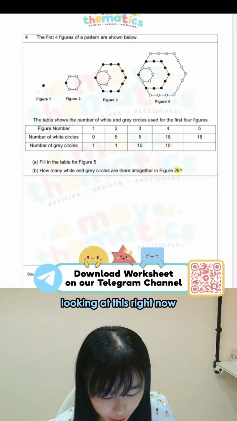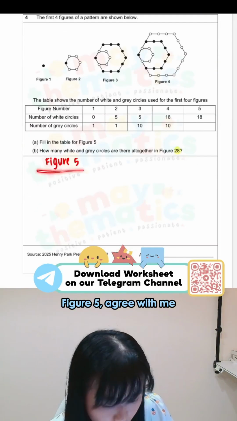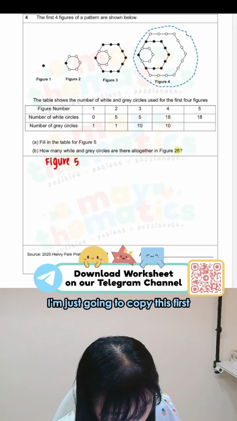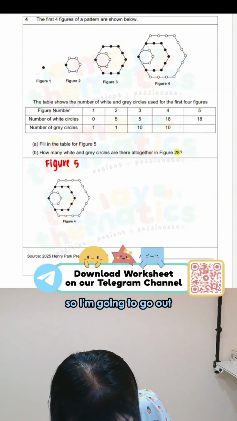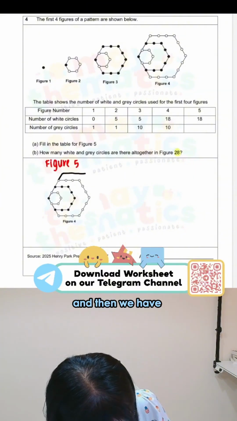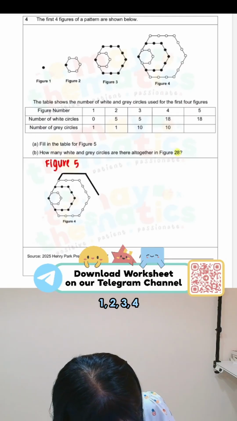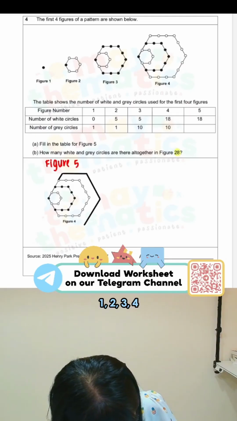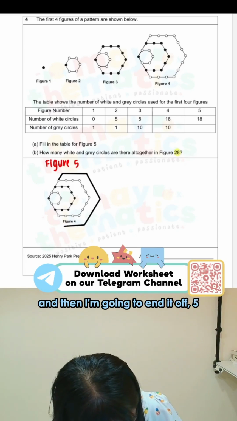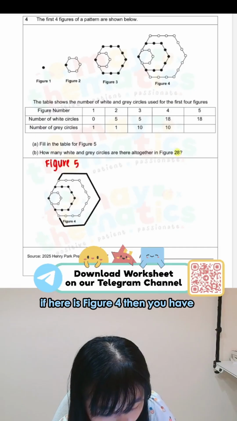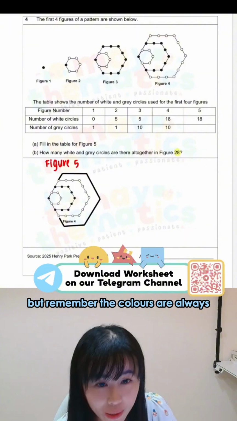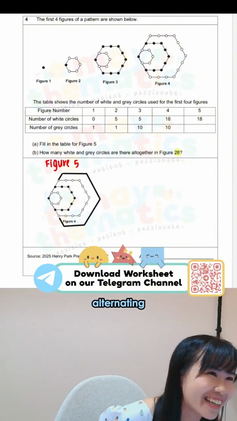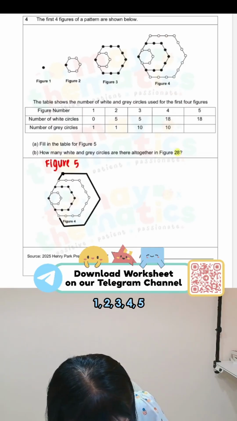So, looking at this right now, let's try to draw figure 5. Figure 5, agree with me, builds up from figure 4. I'm just going to copy this first, and I'm going to just add on from here. You're going to add one more layer. So I'm going to go out, and then we have 1, 2, 3, 4, and then I'm going to end it off with 5. I told you, if here is figure 4, then you have 4 circles here, correct? So figure 5, I will have 5 circles. But remember, the colors are always alternating. So you have the grey one, now we do 1, 2, 3, 4, 5.